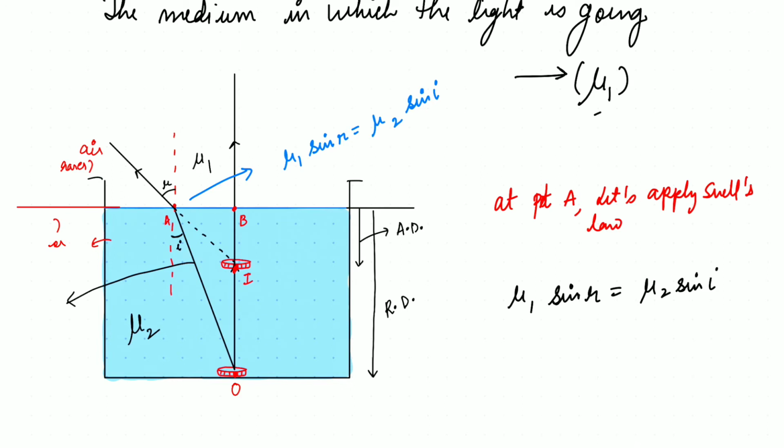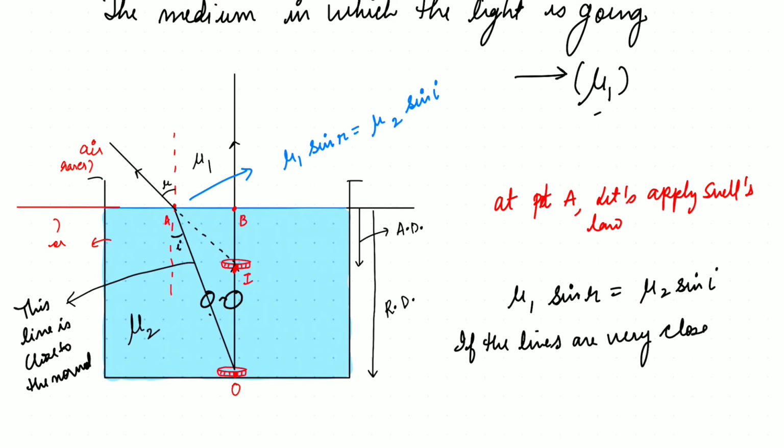Now, like I said, this line is close to the normal. Which normal am I talking about? I'm talking about this normal. So these two lines are very, very close. If the lines are very close, then I can simply say the angle of incidence and angle of refraction are also very small. Yes, that will also be very small. I hope you guys can understand.